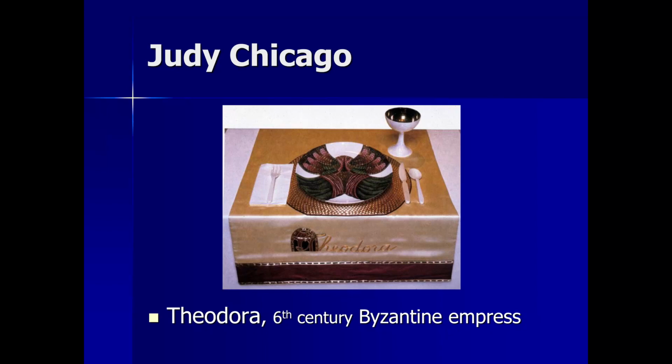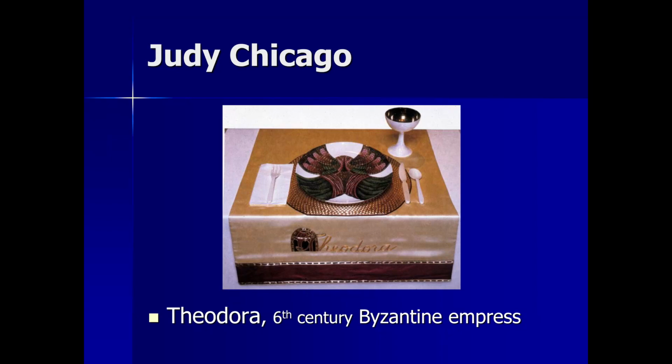This place setting is for Theodora, the 6th century Byzantine empress. She was the wife of the great lawgiver Justinian, and she had been treated very terribly by some of the people who did not like her background. Her background was a showgirl, essentially. She was a performer. She probably had been forced into prostitution as a child. And she attracted the attention of Justinian, and he married her. And she became a very powerful empress.